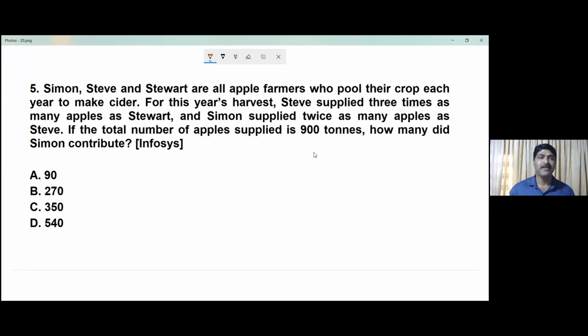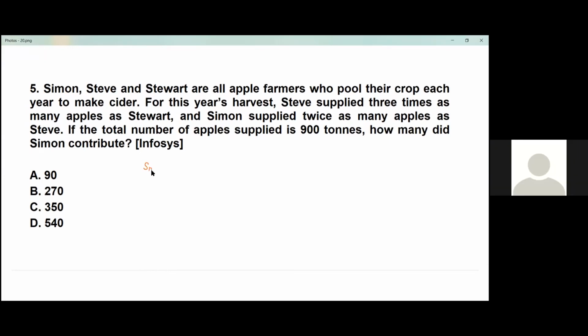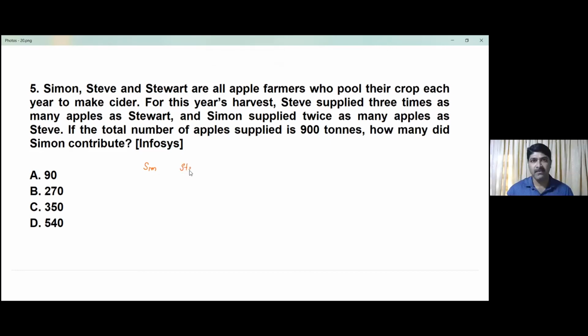Angel, very good, correct. So here 3 persons, Simon, Steve, and Stuart, are all apple farmers who pour their crop each year. For this year's harvest, Steve supplied 3 times as many apples as Stuart, and Simon supplies twice as many apples as Steve. So here the comparisons start from Stuart, because the supply quantity of Steve is based on Stuart.